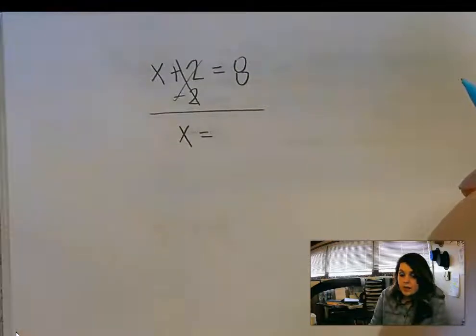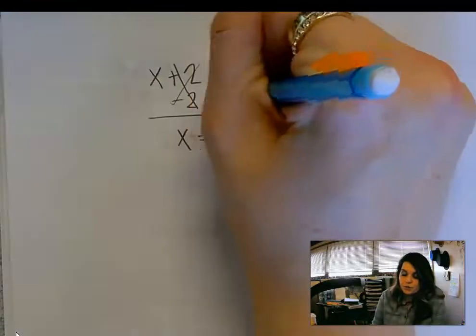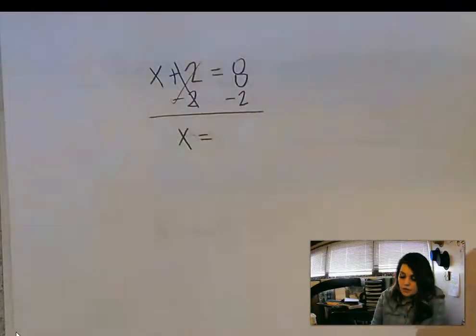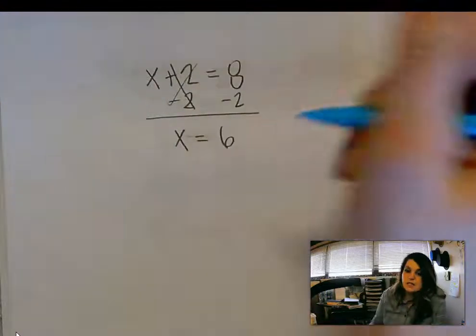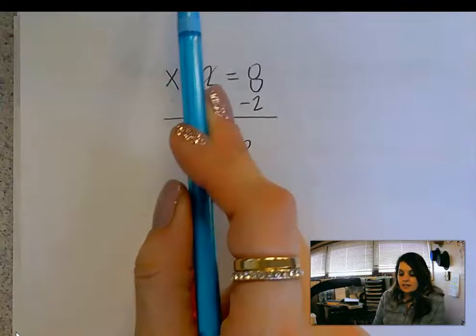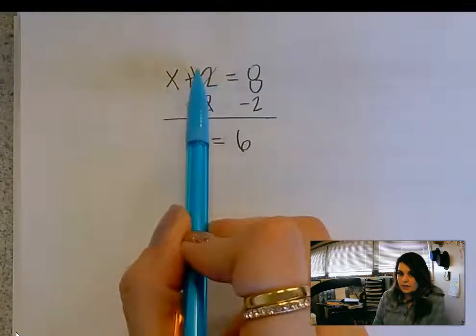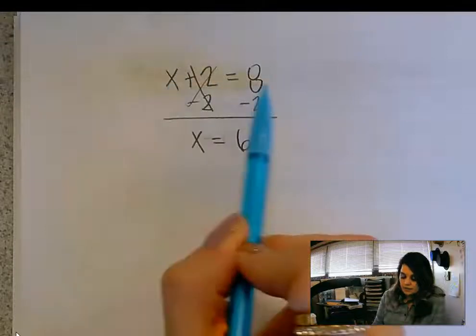Because this is an equation, it needs to remain balanced, meaning if I take 2 from the left, I also need to take 2 from the right. So 8 minus 2 will give me 6. So x has to be 6 in order to make this thing equal 8. So 6 plus 2 is 8.